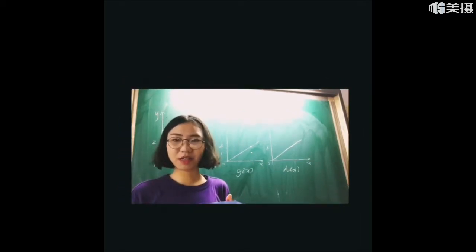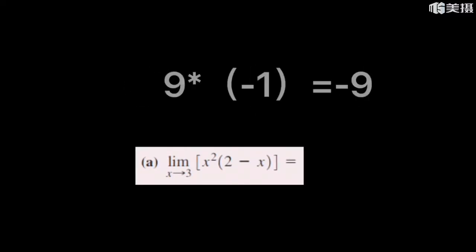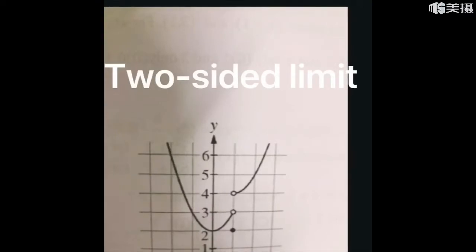So most of the time you can see a problem like this. To solve this problem, we can just simply put the x value into the function. When we plug in the x value, the function turns into 9 times -1, and the answer is -9. So the limit of this function when x approaches 3 is just -9. So you just need to plug in the value and you can get the final limit. But sometimes we get a graph like this, and when x approaches 1, the limit of the function doesn't exist.